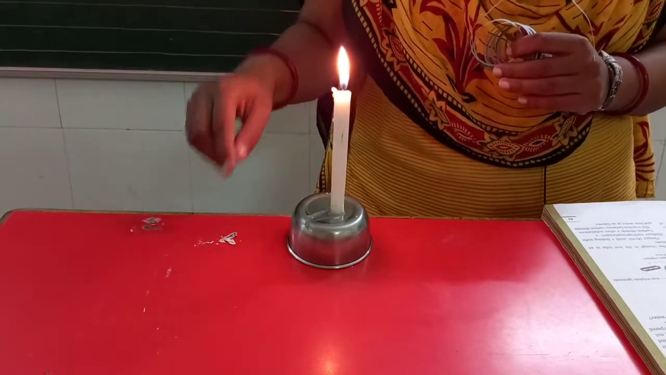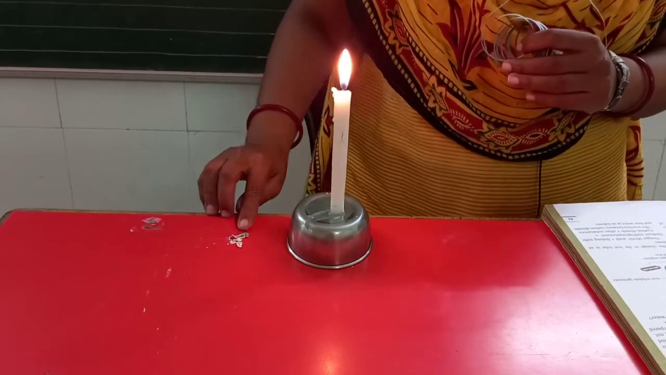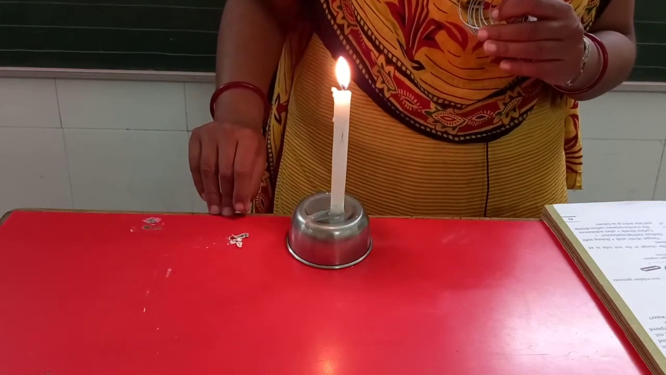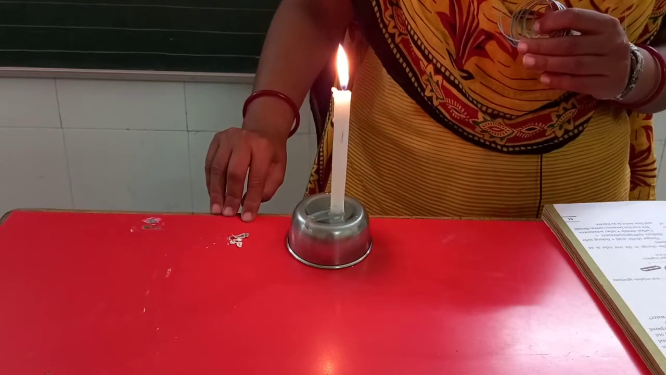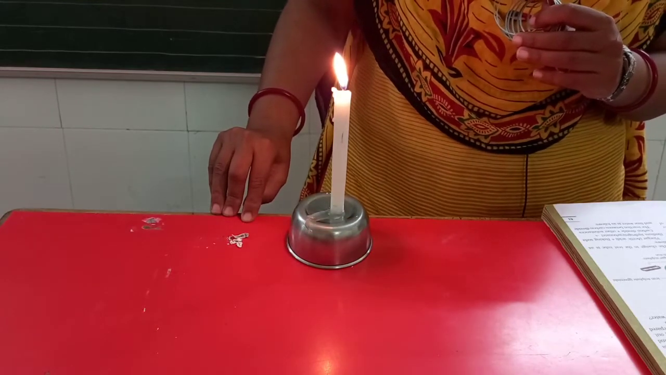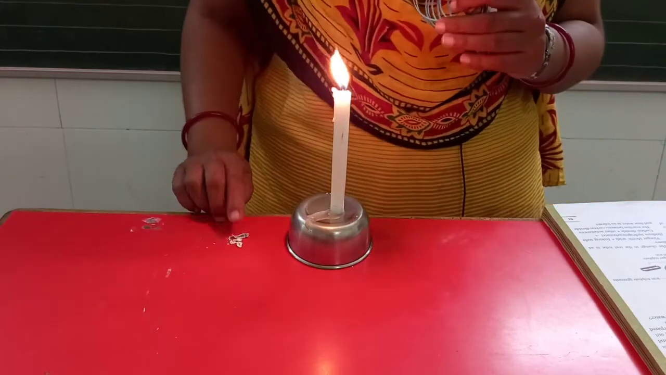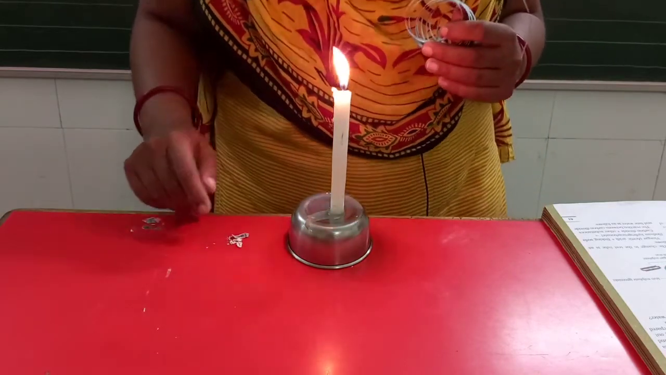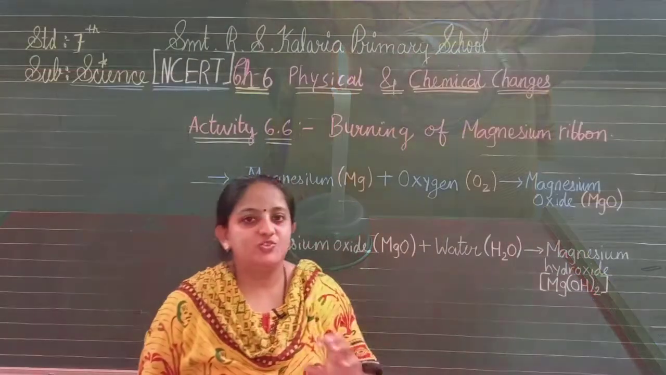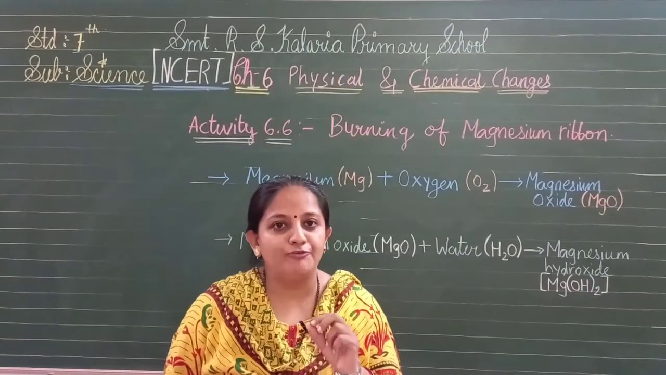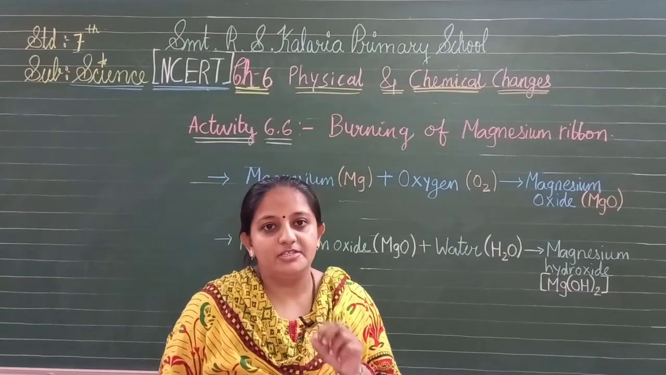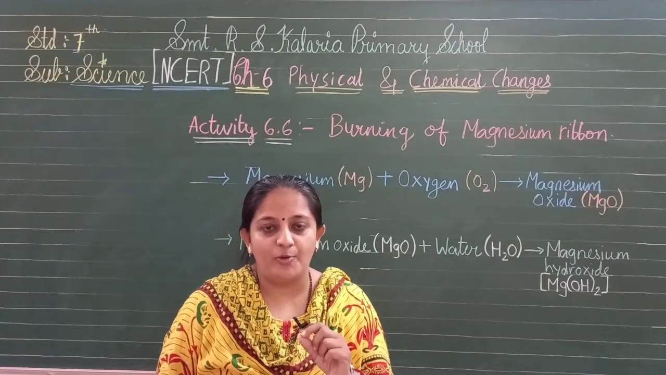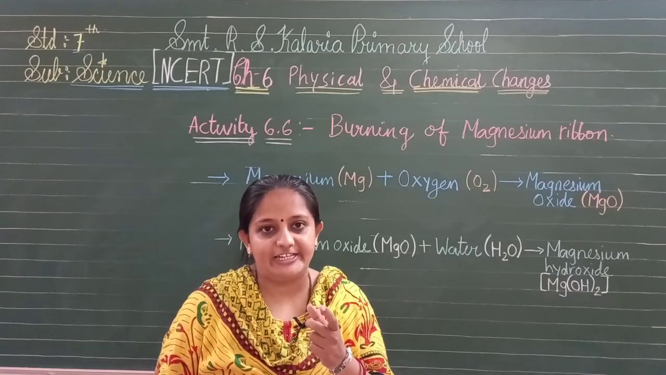But before that, about the test with litmus paper, on the basis of this test, how would you classify it? Does the mixture turn blue litmus paper red, or red litmus paper blue? We'll see the reaction on the blackboard. Now dear students, we had seen the burning of the magnesium ribbon and its result. It comes out with ash, a new substance is formed, and with a white dazzling light.